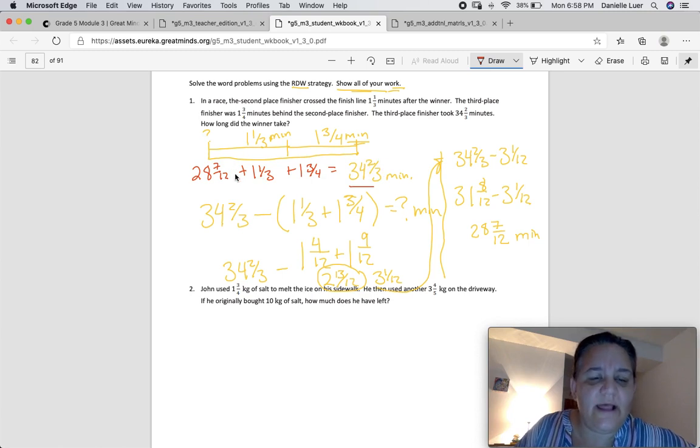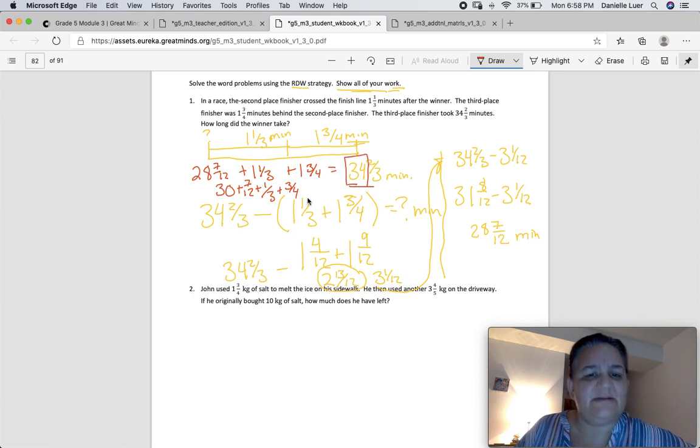It doesn't quite look right, does it? No, it definitely doesn't. I've done something wrong. Let me check my work here. This would be 28, 29, 30, right? Plus 7/12. And if I were to use my estimation, plus 1/3 plus 3/4, that's not going to get me to 34, is it? So I've done something wrong. So let's check. I want to check my work again.